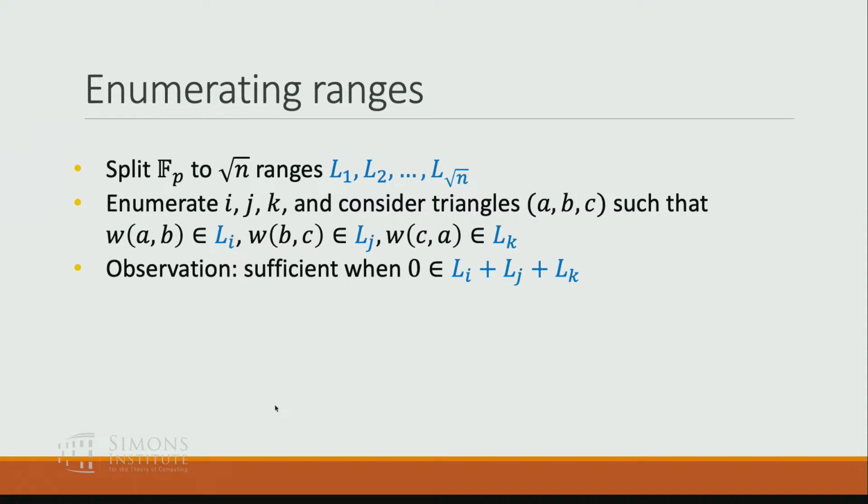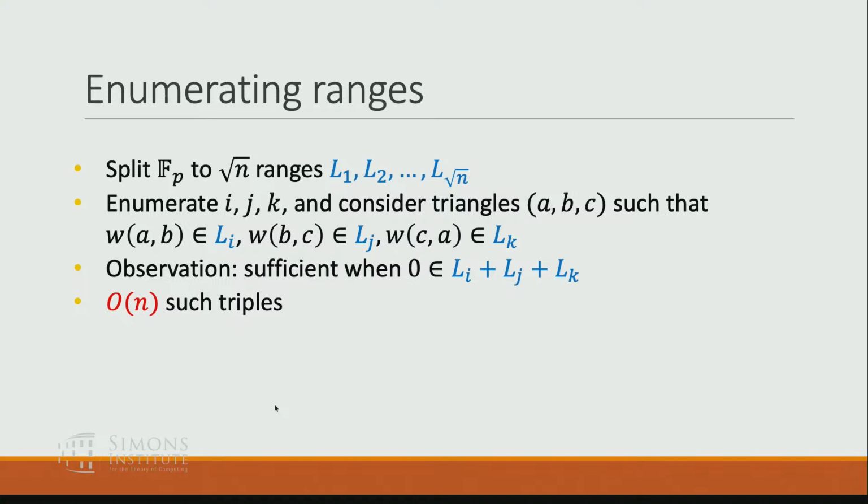And one of the key observations is that if it's not possible to take one number from each range that can sum up to 0, then we do not need to consider this triple of ranges. So we only need to consider L_i, L_j, L_k if 0 is in the sum set of L_i, L_j, and L_k. The sum set of two sets is just the set that can be formed by taking the sum of one number from the first set and one number from the second set. And because of this observation, we only need to enumerate n such triples.